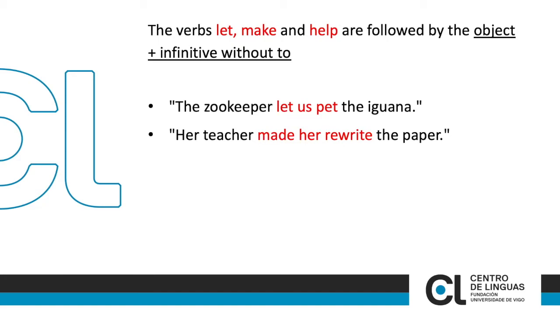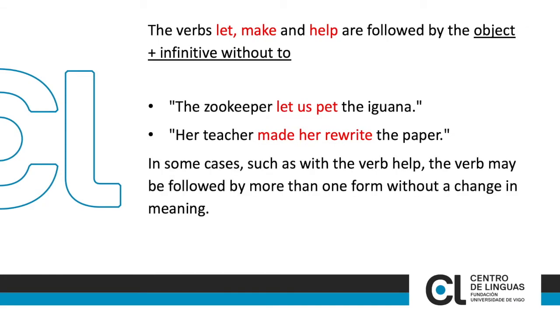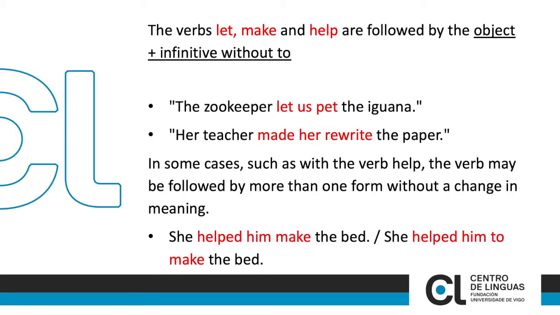And then finally, help is followed by the object, and it can be followed by the infinitive with to or without to. It doesn't really make a difference. Here's an example. She helped him make the bed, and she helped him to make the bed. Those mean the same thing, so you can do it either way.